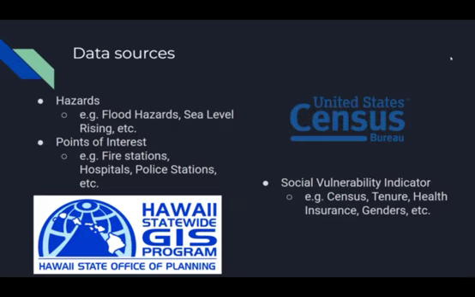So all of our data was primarily split between these two. Our hazards and any sorts of points of interest came from the Hawaii statewide GIS portal. So this is just a bunch of open shapefiles. So again, our hazards, things like flood hazards and sea level rising. It also included some point data. So our points of interest included locations of first responders, and some structural infrastructure like bridges and schools. And the remaining of our data came from the Census Bureau. So this is our social vulnerability indicator. So things from the census included tenure, internet providers, genders, age, broken up into different block groups.